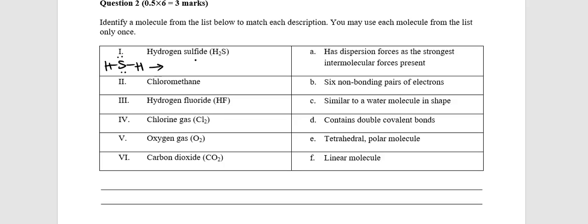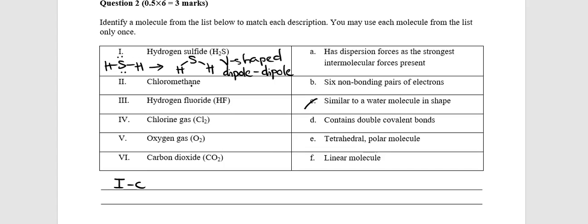And if I draw it in structural formula, considering the shape, then the shape of this is V shape, and it is definitely polar, with sulfur being the negative dipole and the hydrogens being positive dipoles. So the intermolecular force that it can have will be dipole-dipole. Okay, now let's see. So it's definitely not A. 6 non-bonding pairs of electrons, that's not right. It only has 2 pairs, similar to a water molecule in shape. That sounds very promising. It doesn't have that or that or that. The only possible answer is actually C. So I know for sure that 1 matches with C, so I can cross that out.